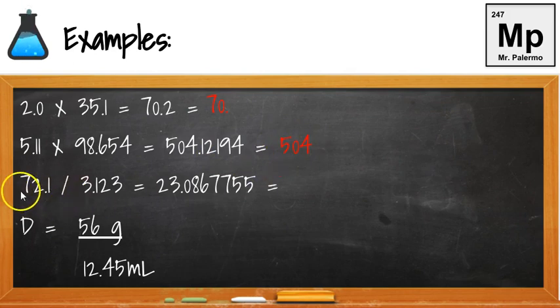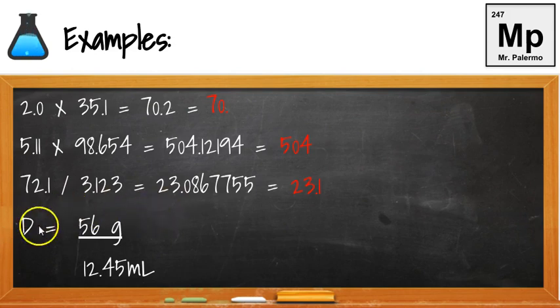Division, same rule. We have 72.1, which has 3 sig figs. This has 4 sig figs. So our final answer can only have 3 sig figs. So I count those out: 1, 2, 3. I'm going to cut it off right here. The 8 is going to make this 0 round up to a 1. And so the final answer is 23.1.